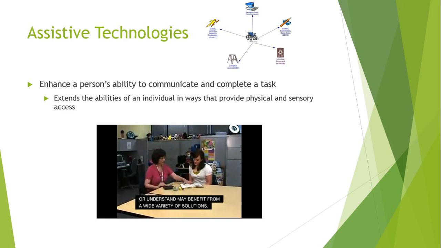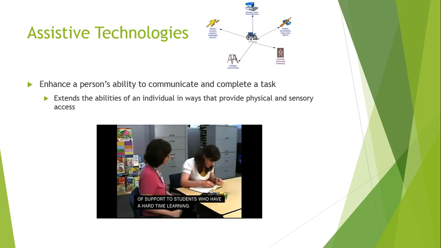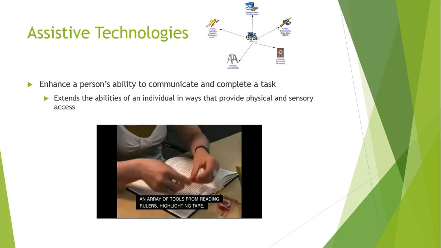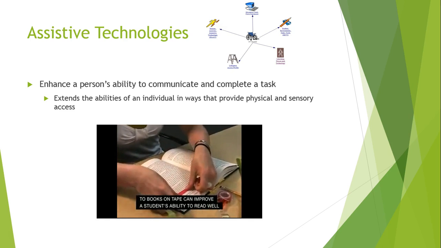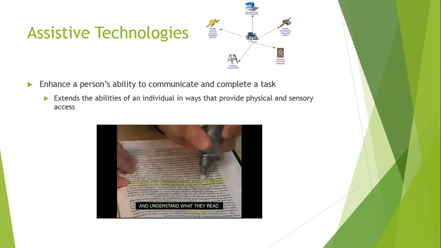Students who have a hard time learning to read, write, or understand may benefit from a wide variety of solutions. Many of the tools are simple and low cost, yet they provide lots of support to students who have a hard time learning. An array of tools from reading rulers, highlighting tape, to books on tape can improve a student's ability to read well and understand what they read.